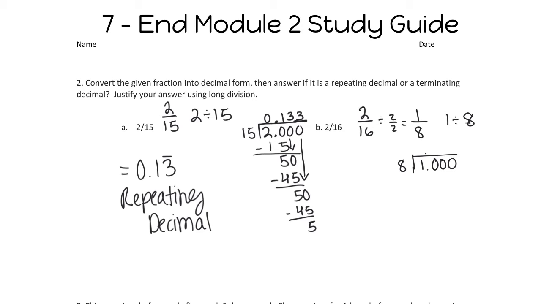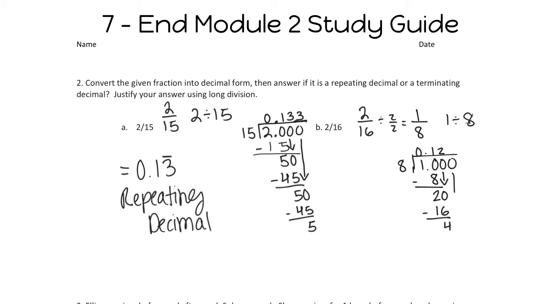Now, how many times does 8 go into 1? Well, that is 0 times. Now I need to say how many times does 8 go into 10? Well, that's 1 time. And 8 times 1 is 8. So now I have 10 minus 8, which is going to give me 2. I'm going to drop a 0 down, and I have 20. How many times does 8 go into 20? And that is 2 times. 8 times 2 is 16. So now I have 20 minus 16, and that's going to give me 4.